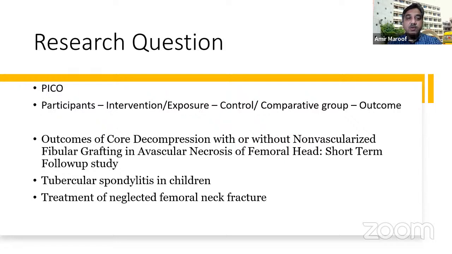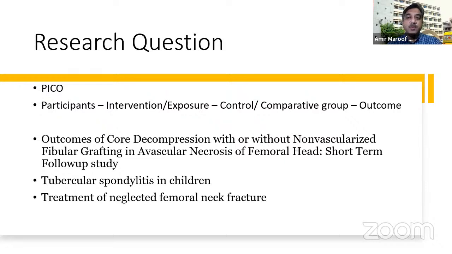So P stands for participants, I stands for intervention / exposure, I'll tell you why, and then C stands for control / comparator group, and O stands for outcome. These are the 4 things that must be there in the research question.